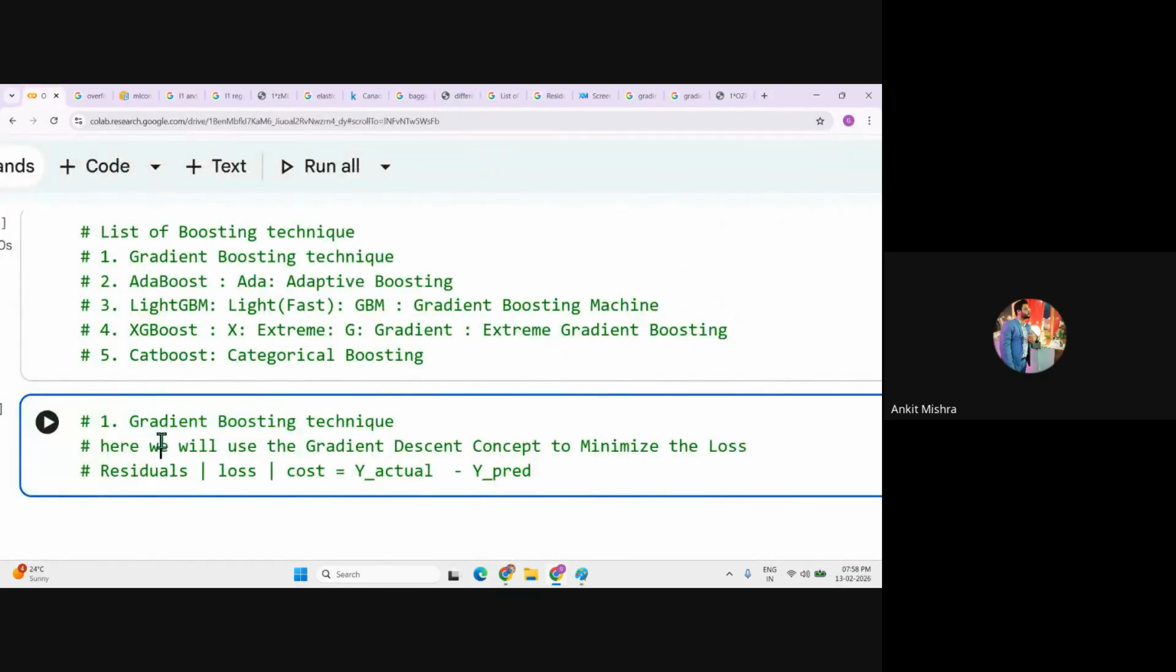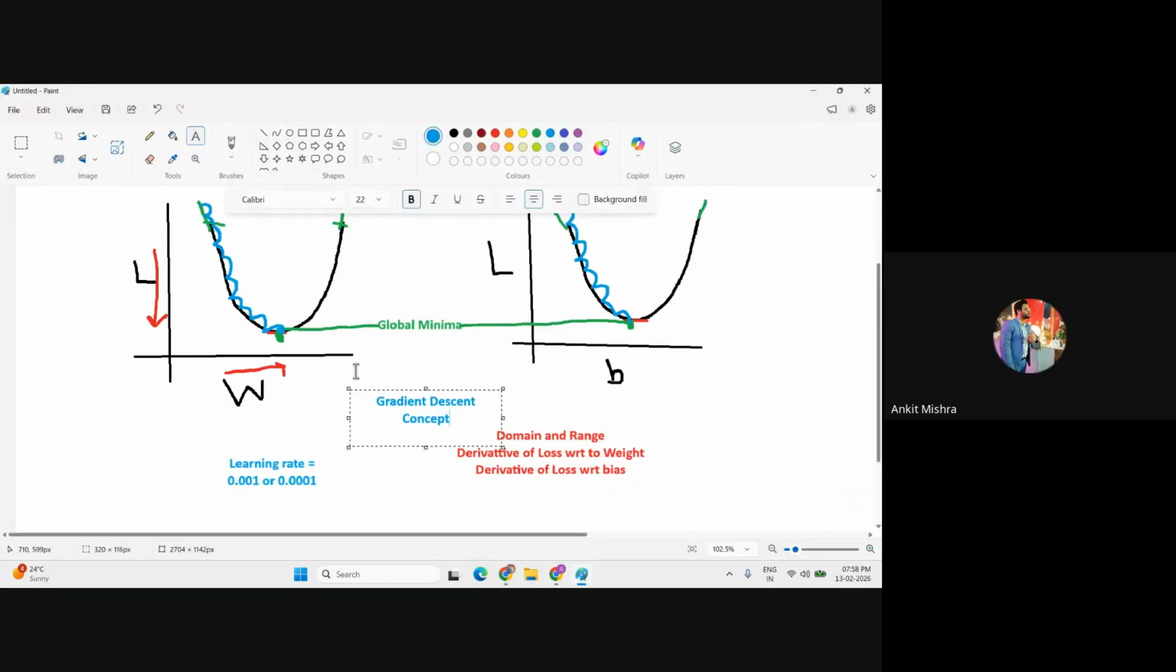So class, in this boosting technique, we generally refer to this as the gradient descent concept, where we try to minimize the loss with some sort of learning rate parameter, right?